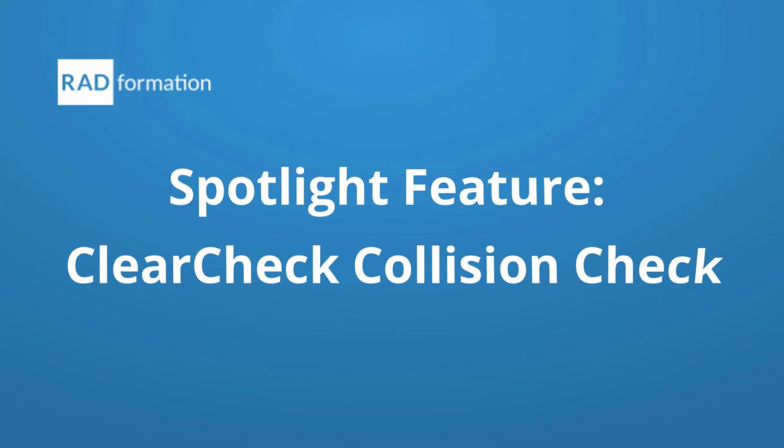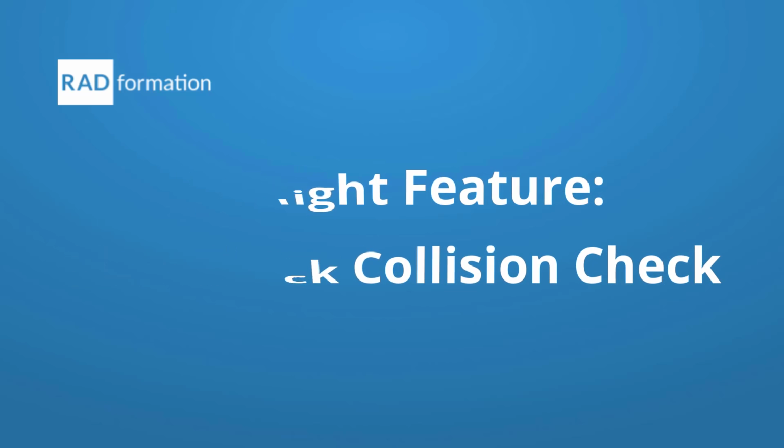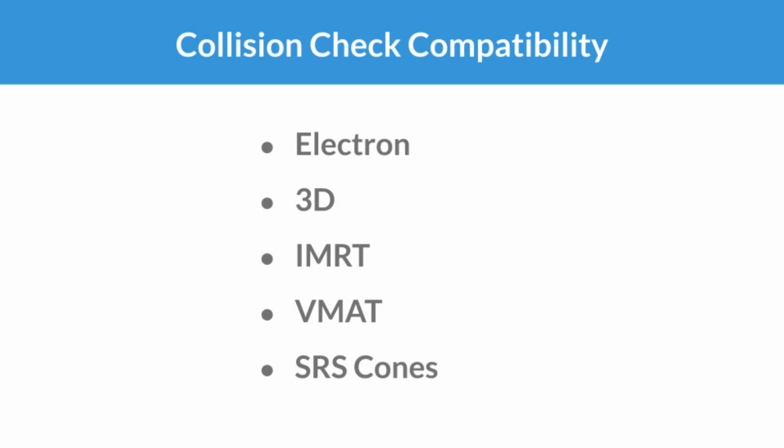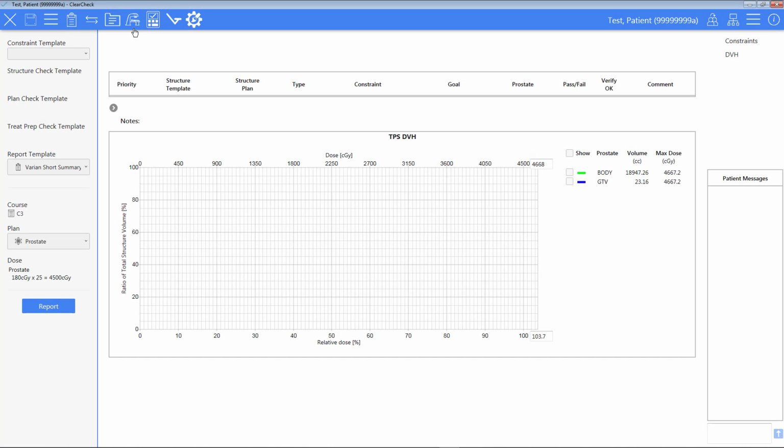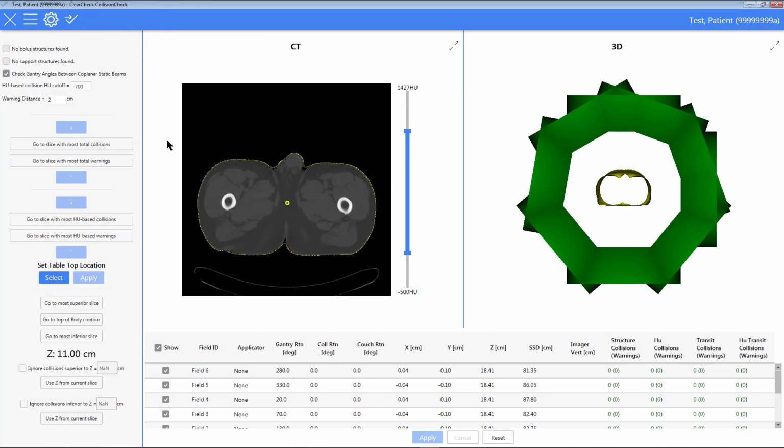ClearCheck's Collision Check tool provides users with the ability to detect potential issues and identify safe beam angles. Collision Check is compatible with Electron, 3D, IMRT, VMAT, and SRS cone plans. From ClearCheck, click the Linac icon to launch the Collision Check tool, or you can also use the Control-D shortcut.